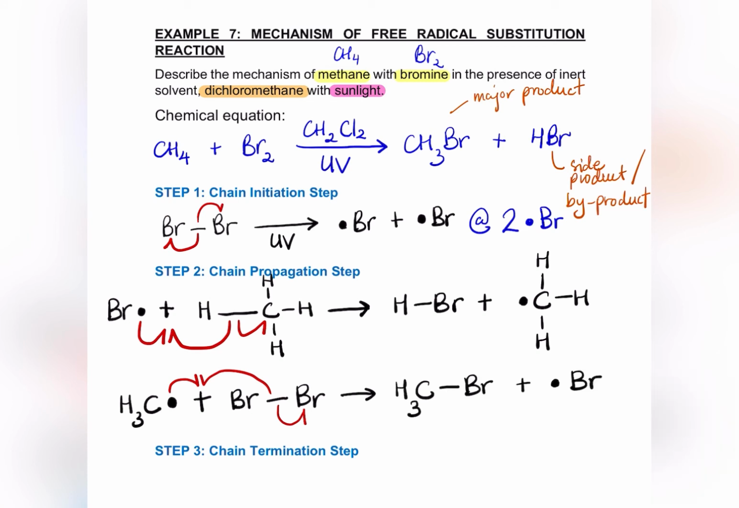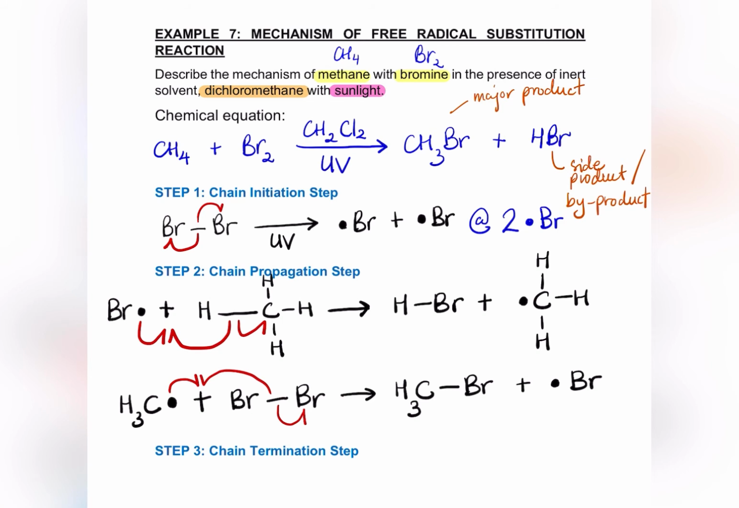So settle for propagation. And as I mentioned before, again and again, a radical cannot stay as it is. So this Br radical will react with another CH4, and the reaction will be the same as above, continuing from here again and again and again.